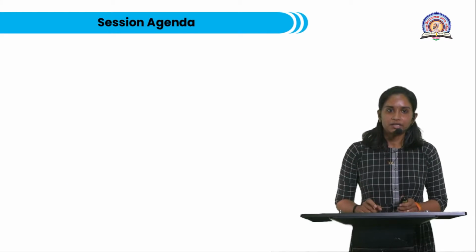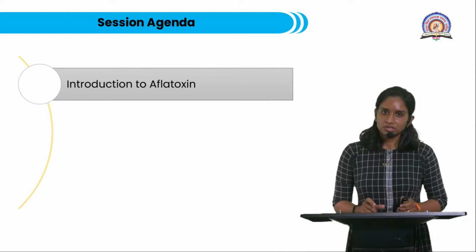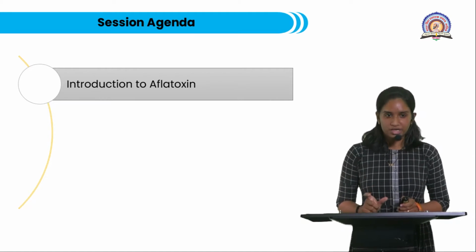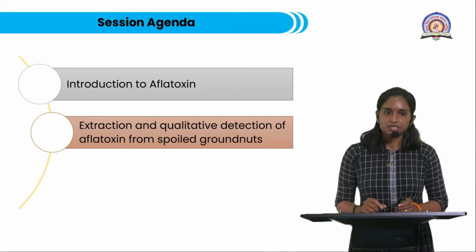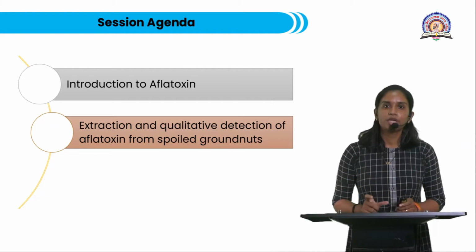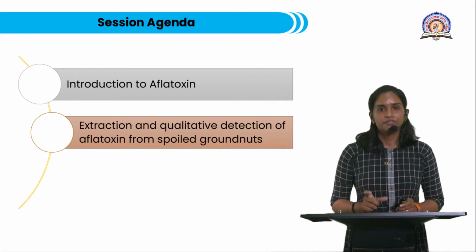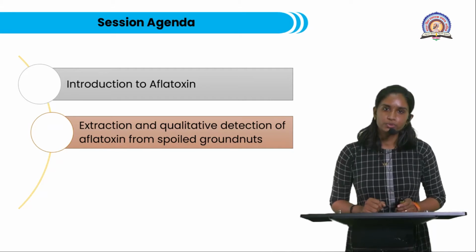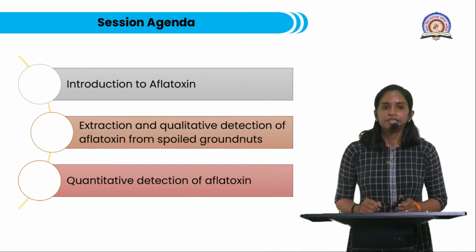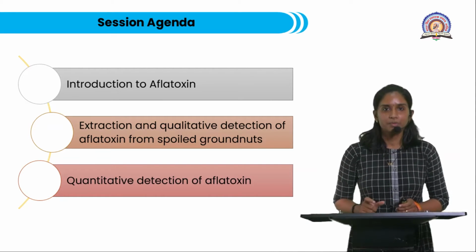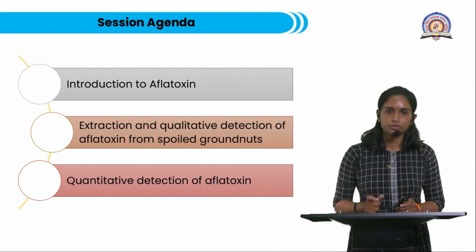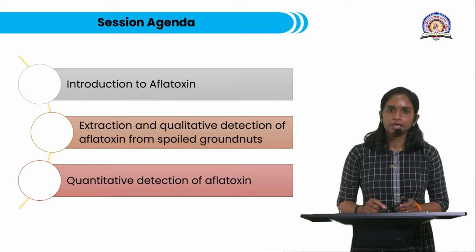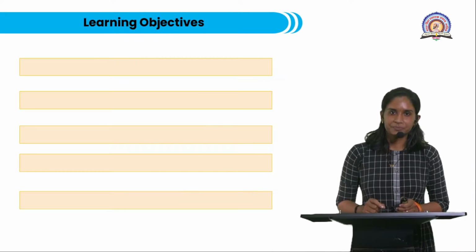So in this practical, we are going to discuss first what is aflatoxin and what role it has in food contamination. Then we will discuss how it is extracted and how we can detect qualitatively that aflatoxin is present in the given food sample. The food sample that we are going to take is spoiled groundnuts. Then we will see how we can determine its concentration present in the food sample. That means we are going to perform quantitative detection by the competitive ELISA technique.